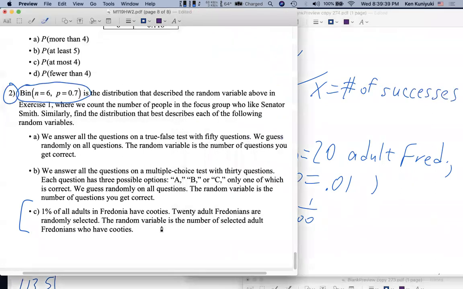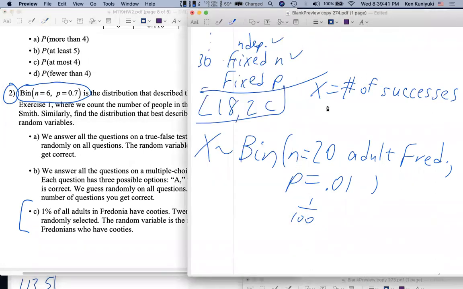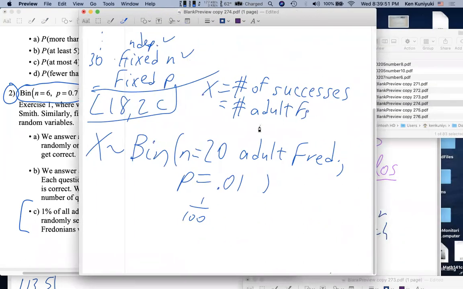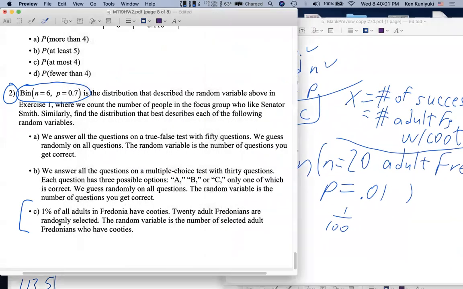Which here is the number of adult Fredonians. Number of adult Fredonians with cooties. Okay, having cooties is a success. That sounds weird, but having cooties is a success. They're the thing we're counting. All right. So here's the fact I'm giving you. I'm giving you the fact that 1% of all adults in Fredonia have cooties.